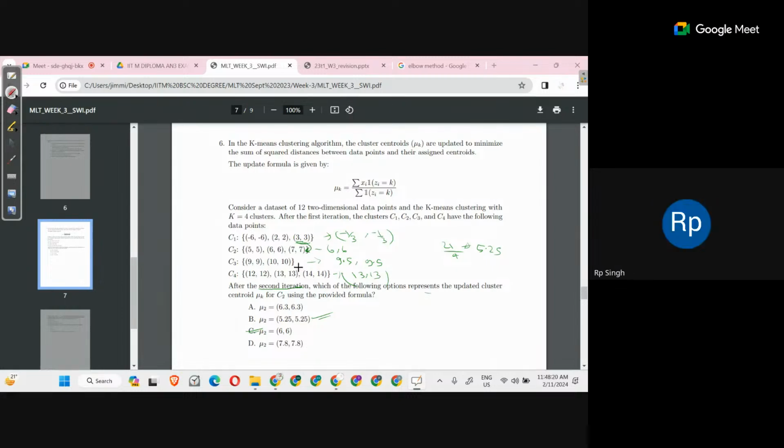But there is no such rule as only one data point will move. There is no rule like that. Any number of data points can move.